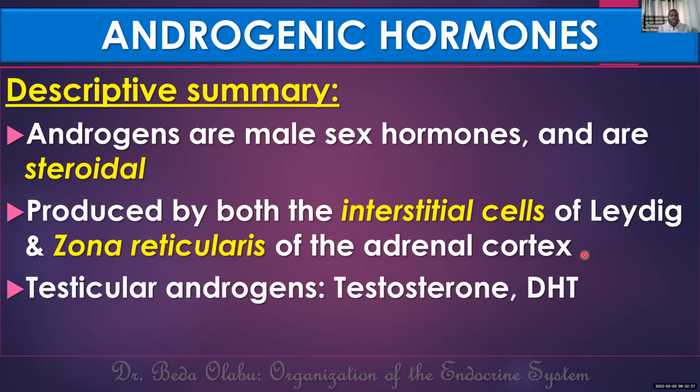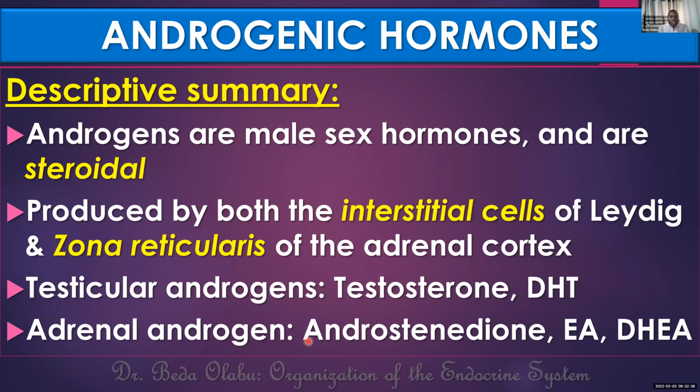So the testicular androgens are those two, testosterone and dihydrotestosterone, while the adrenal androgens are these three: androstenedione, epiandrostenedione, and dihydroepiandrostenedione. Those are the androgens.